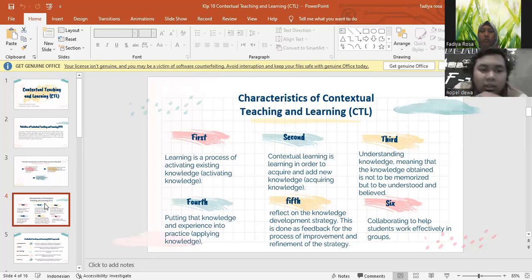Next is characteristics of contextual teaching and learning. The first is learning as a process of activating static knowledge. And the second is teaching and learning in order to acquire and add new knowledge, or acquiring knowledge. The third, understanding knowledge, meaning that the knowledge obtained is not to be memorized but to be understood and believed.